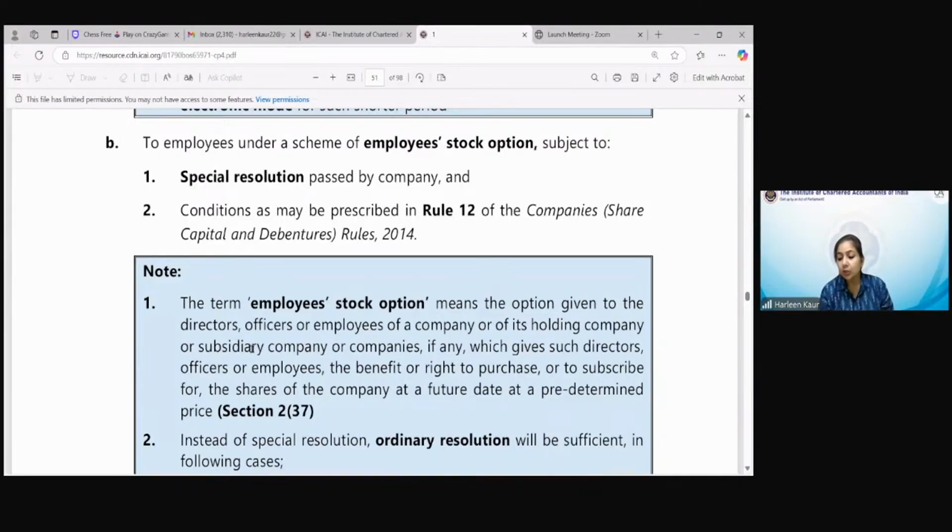So if I ask you, there is a company ABC Limited, which is offering the ESOPs to its shareholders A and B. It can do that. Yes, ma'am, by passing the special resolution. ABC Limited has a subsidiary company, PQR Limited, outside India. Can ABC Limited issue the ESOPs to the employees of its subsidiary in Singapore, PQR Limited, or can it not issue?